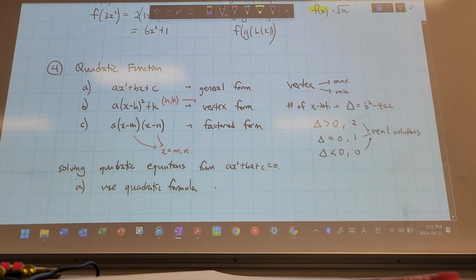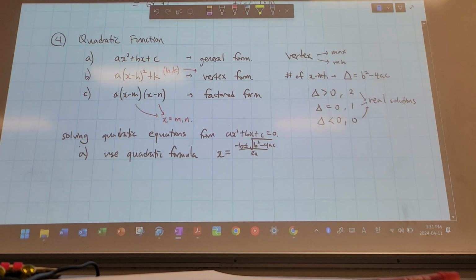Complicated looking, but definitely the easiest one because you just plug in the values, right? Negative b plus minus the square root of b squared minus 4ac, divided by 2a, which is available in your formula booklet, so it's quite handy. And it always works, right?